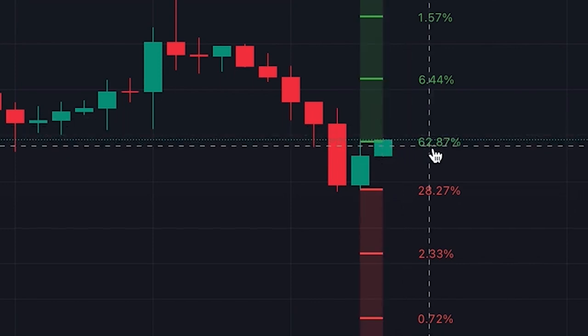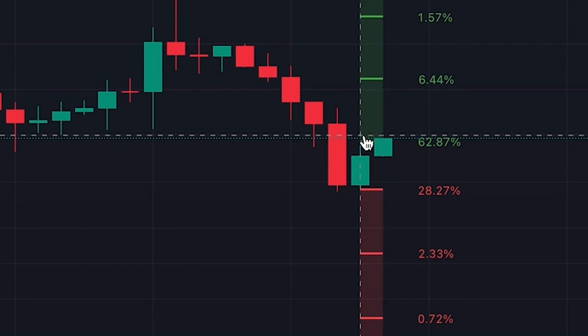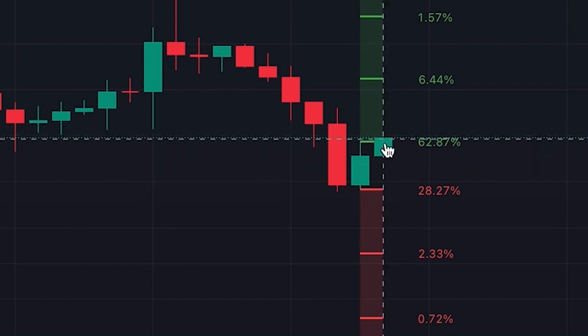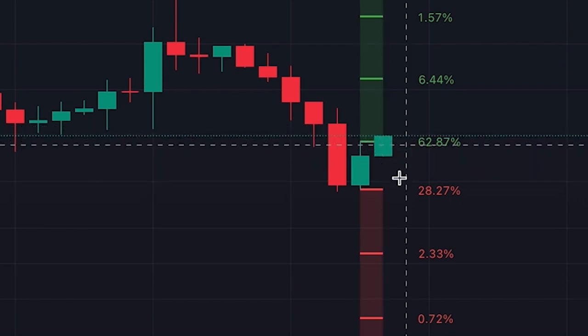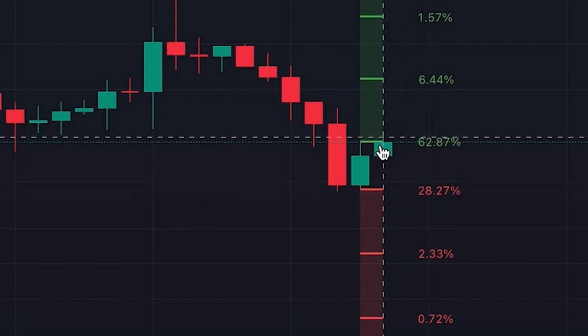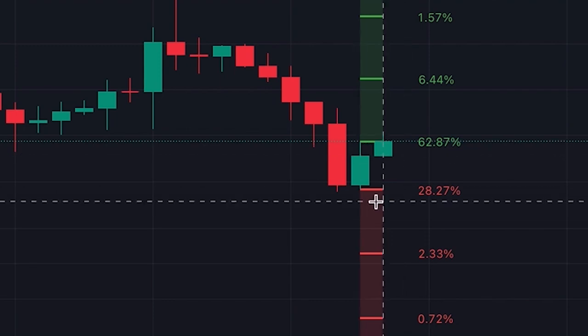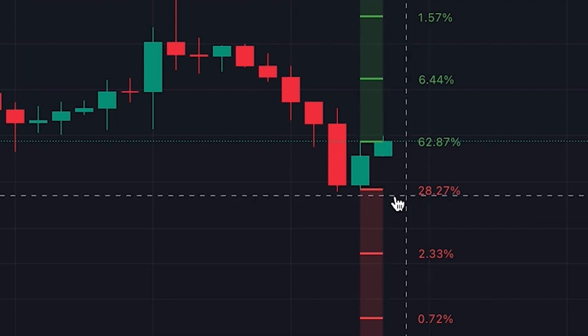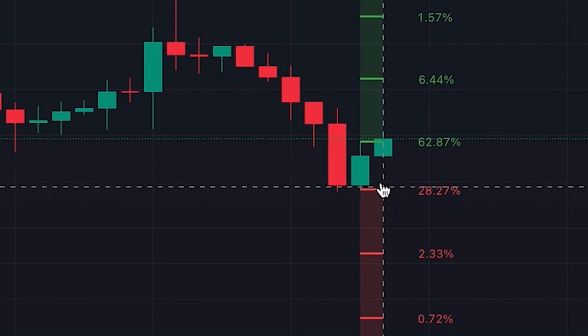In other words, 62% probability that this level will be reached and passed, which is happening at the moment, as you can see. And on the other hand, we have 28.27% probability that this candle make a new low. In other words, 28.27% probability that this level will be reached and passed.